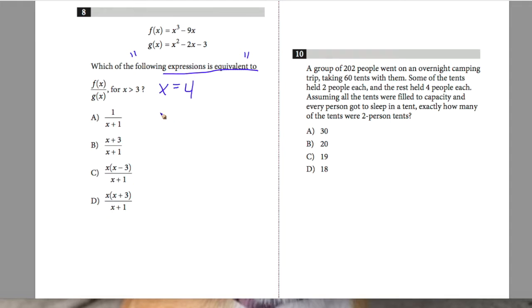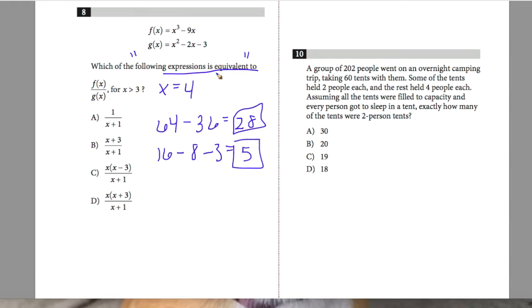So I'm going to have, and I'm going to attempt to do this in my head, 4 cubed, or to the third power, is going to be 64 minus 9 times 4, which is going to be 36, equals 28. So 28 should be my numerator. And then my g of x, if I were to plug this in, is going to be 4 squared, which is 16, minus 2 times 4, which is 8, minus 3. So 16 minus 8 minus 3 is going to give me 5.